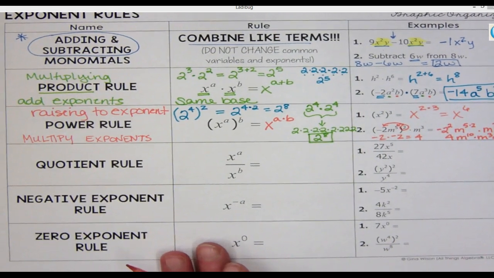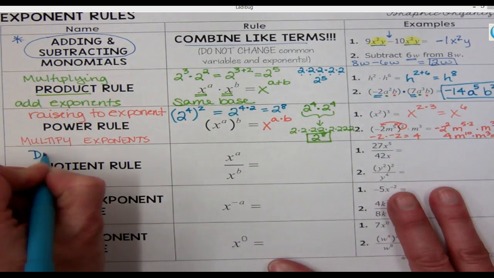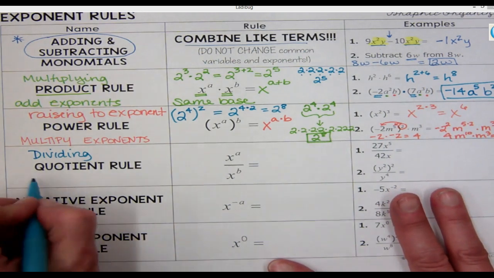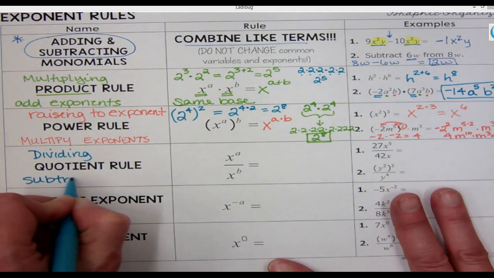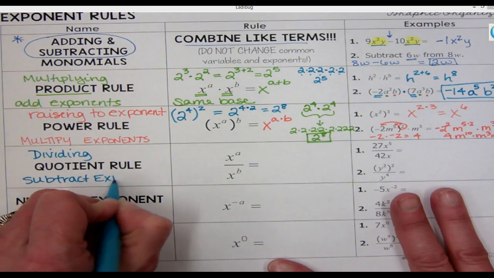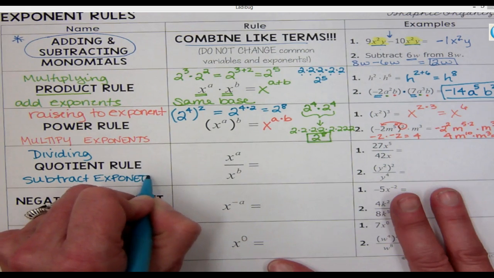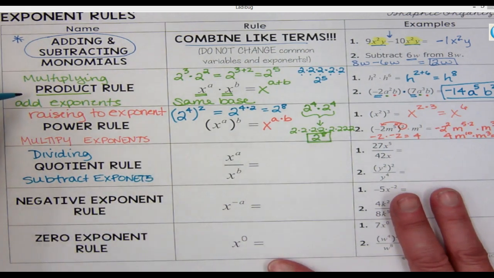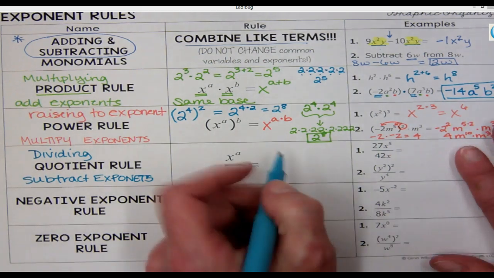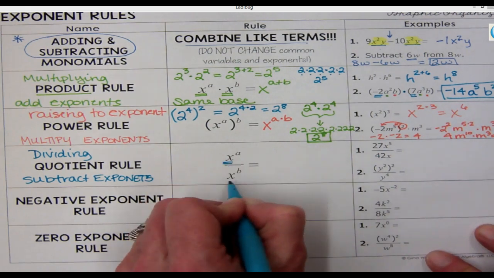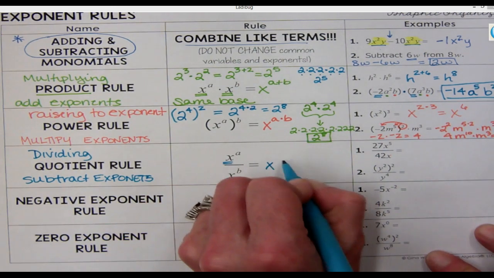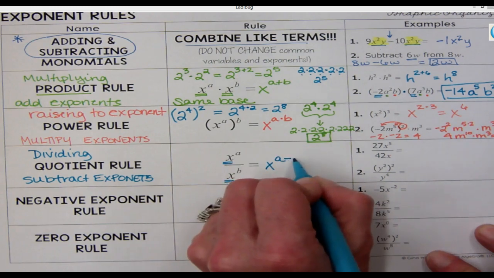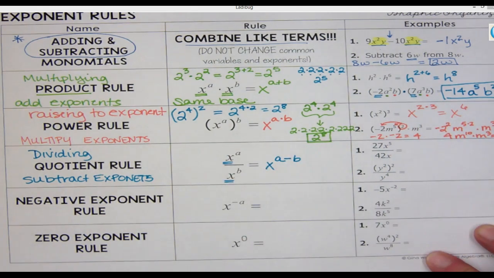Now, the quotient rule. Now we are dividing. And when you divide, you subtract the exponents, which makes sense considering when you multiply, you add the exponents. When you divide, you subtract the exponents. And of course, again, we have to have the same base. So it's x to the A over x to the B: the numerator exponent goes first, minus B, the denominator exponent.